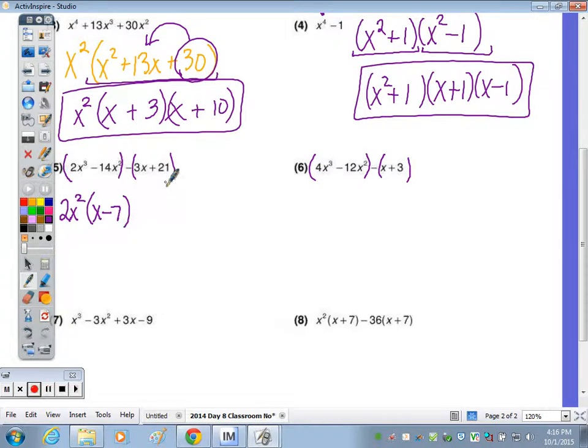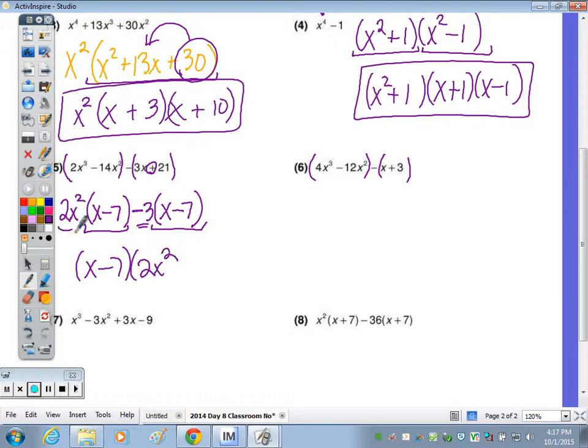GCF for 3x and 21 is 3. Again, it said if there was a negative sign, it said to bring that negative down. And then the GCF for 3 and 21 is 3. So divided by 3, I have x. Divided actually by the negative 3, we have x. And then a negative 7 to get the positive 21. Here's the GCF, so bring that out front, x minus 7, and the two other terms, this one and this one, are put together for the second parenthesis.